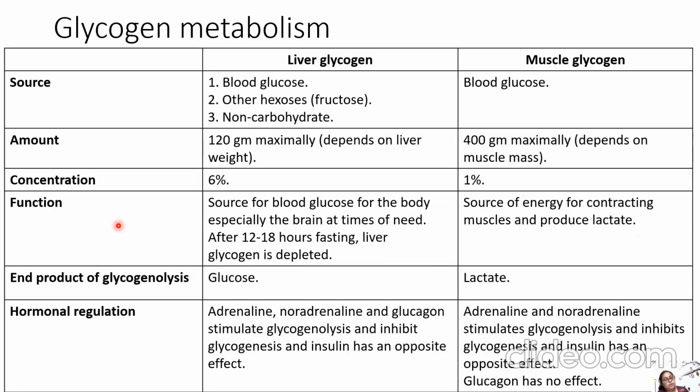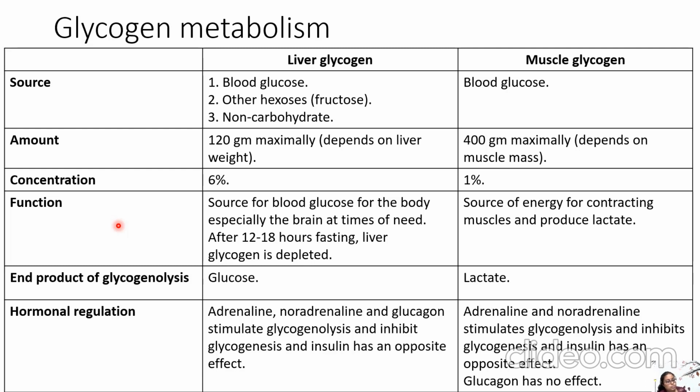If we talk about glycogen metabolism, for liver glycogen the source will be blood glucose, other hexoses like fructose, and non-carbohydrate sources. For muscle glycogen, it will be blood glucose. The amount will be 120 grams maximally depending on the liver weight. Muscle glycogen will be 400 grams maximally. Concentration will be 6% in liver glycogen and 1% in muscle glycogen.